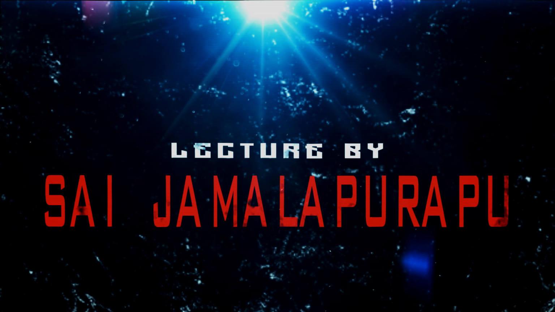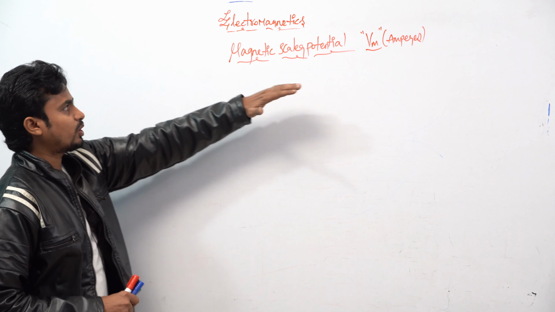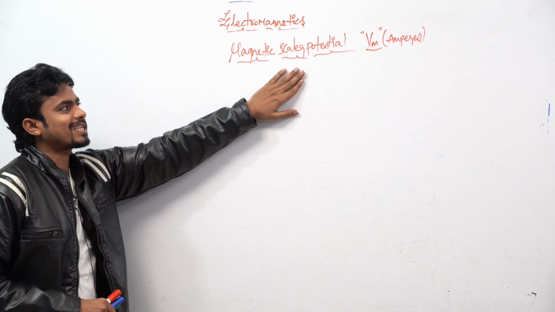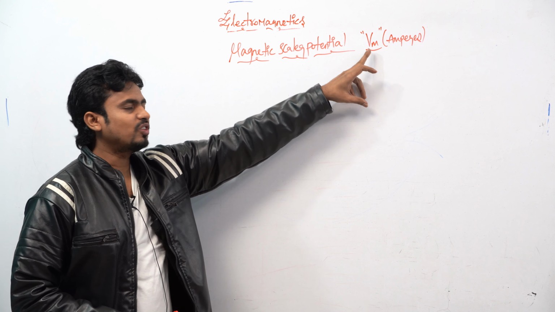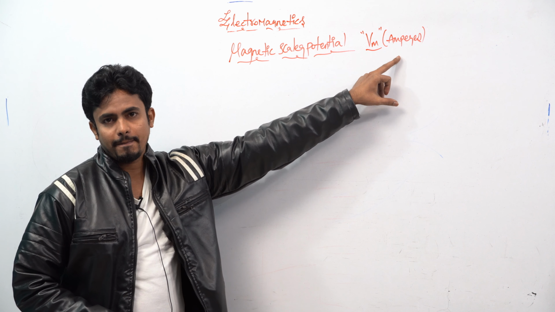Before, we saw an important concept, the magnetic flux. Now let's see another concept, the magnetic scalar potential. This magnetic scalar potential can be represented with Vm, and its unit is the ampere.